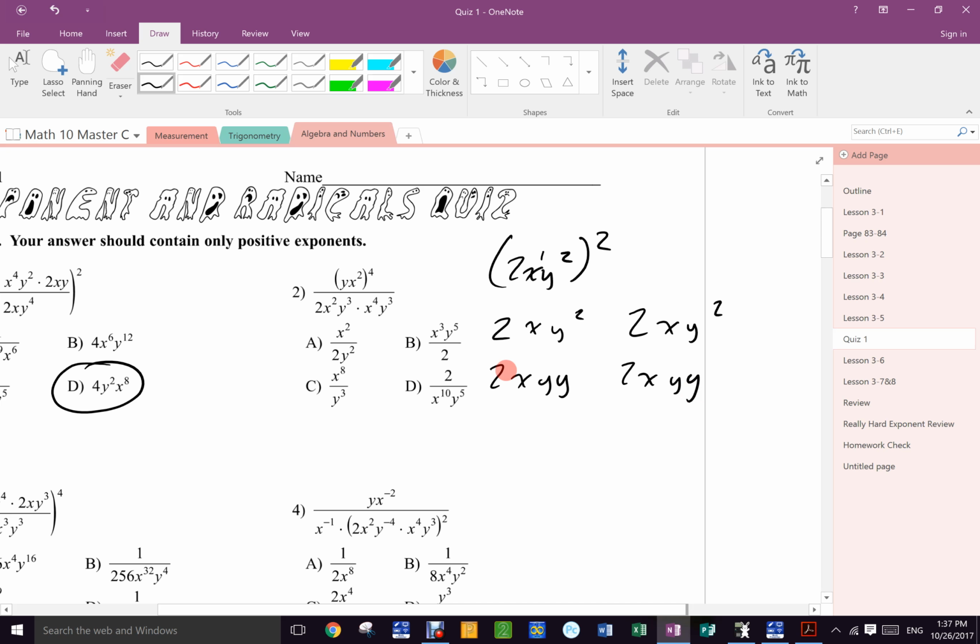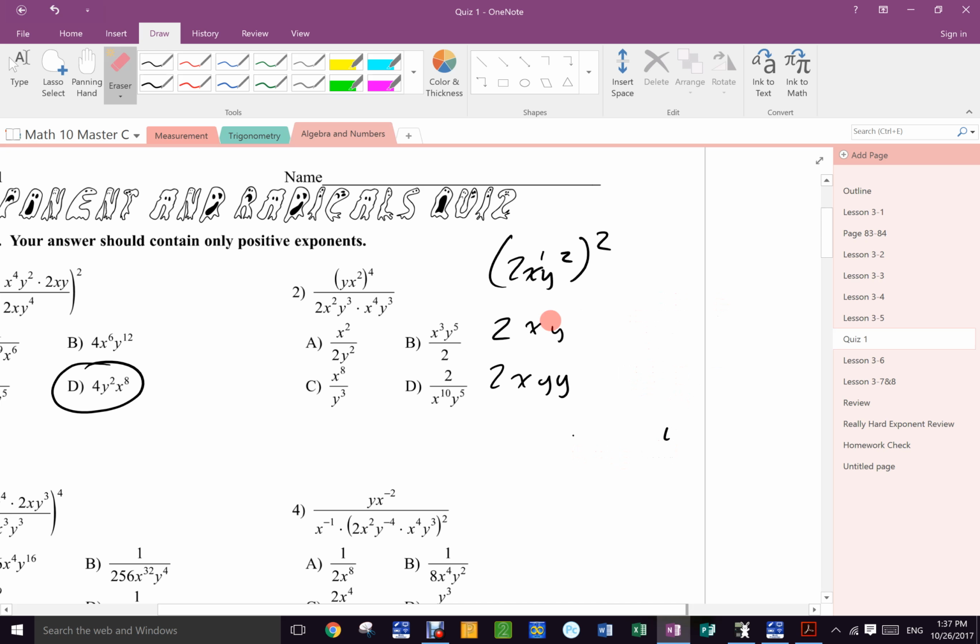2 times 2, 4. My computer is frozen, but you know what I'm doing. X times x, x squared. And y to the 4th. This is why I go out of my way to spend that whole first day writing it all out. So I can prove to you guys that if you actually understand what's going on, then all these shortcuts make perfect sense. And even if you can't remember all the shortcuts, you can always write it out. Right? So let's look at this next one.